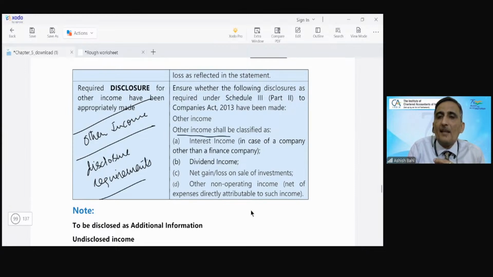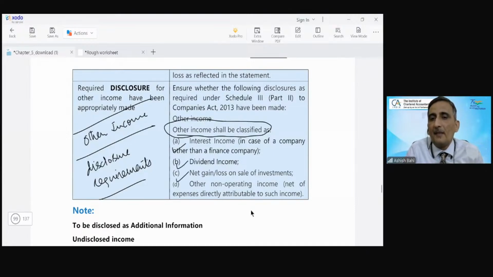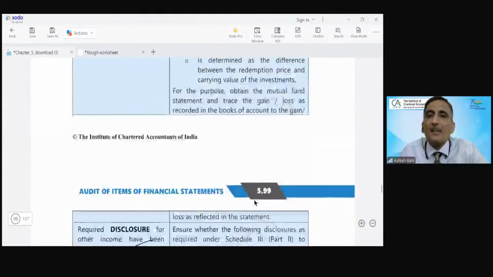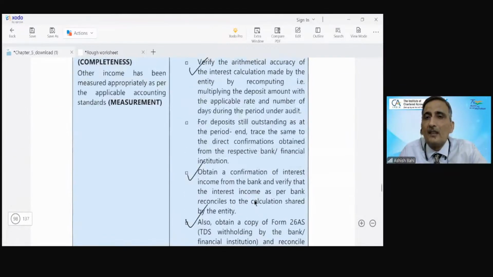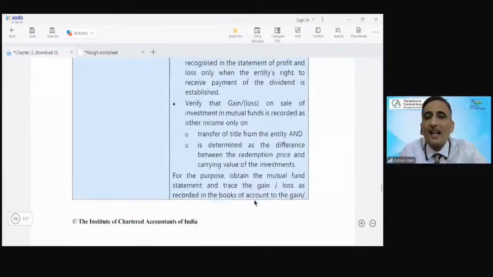Now, other income shall be classified as interest income, dividend income, net gain or loss on sale of investments, and other non-operating income. So this you have to remember: interest has to be disclosed separately, dividend income has to be disclosed separately, and net gain or loss on sale of investments is also to be disclosed separately. So on the credit side, on the income side, we are done with revenue from operations and other income.